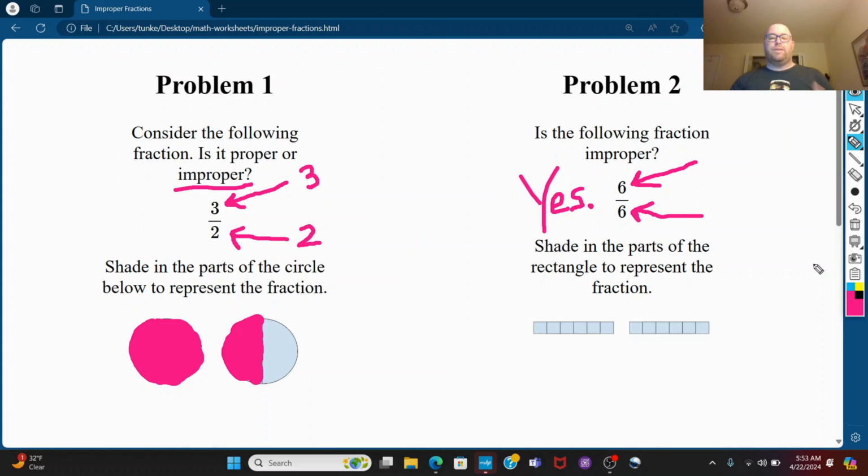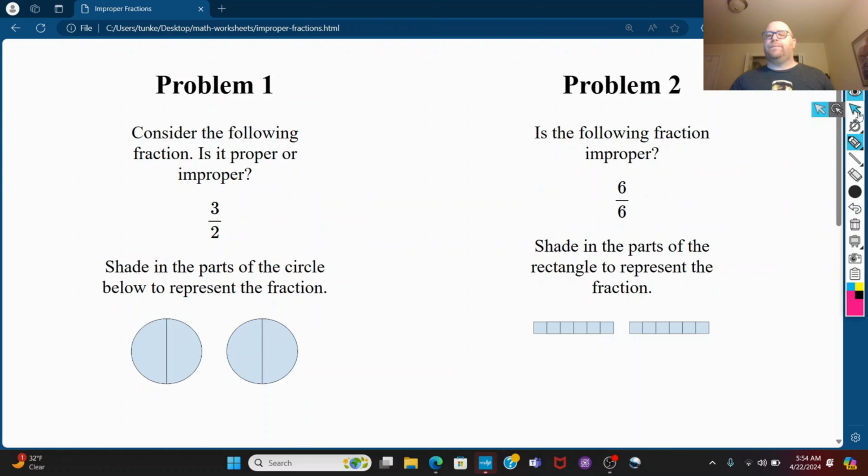And then to illustrate the point, let's shade in the parts of the rectangle to represent the fraction. So I'm going to just shade in this entire rectangle. So we've shaded in a whole. So it can only be proper if it's less than a whole. We've shaded in an entire whole rectangle, so it's definitely an improper fraction. Okay, take a snapshot of this because we're going to move to problems 3 and 4, which maybe you'll pause the video, work those out, and then see if you get the same answers that I do.